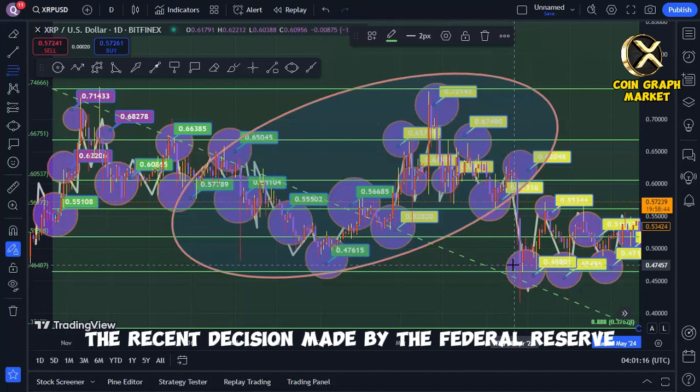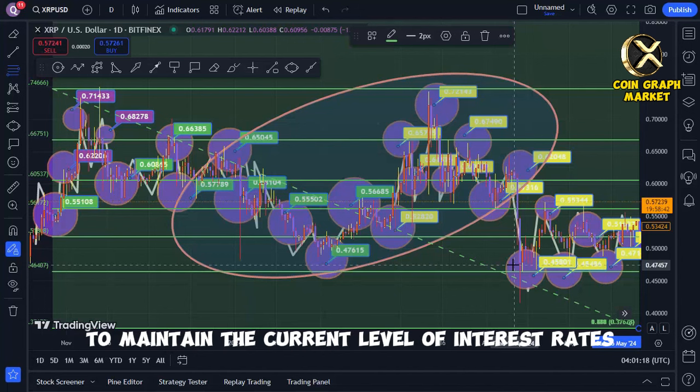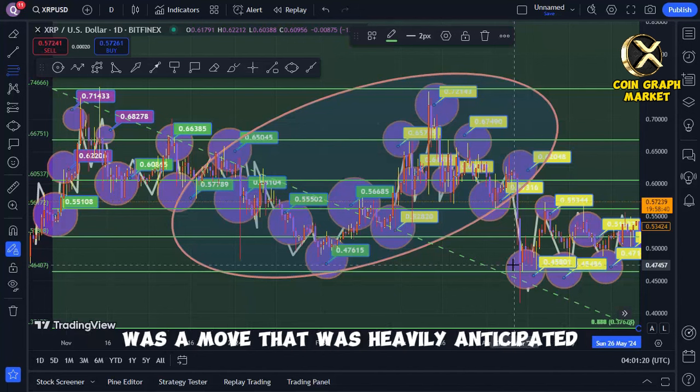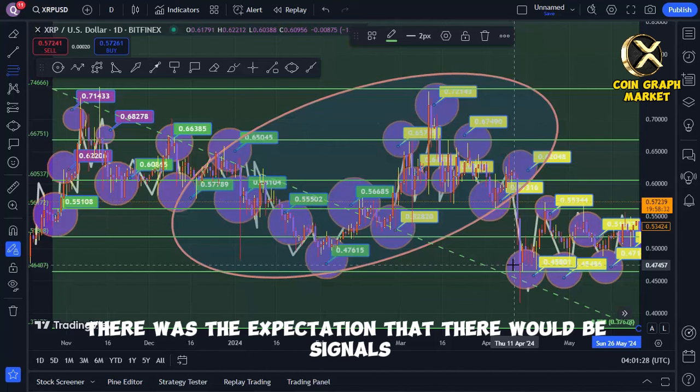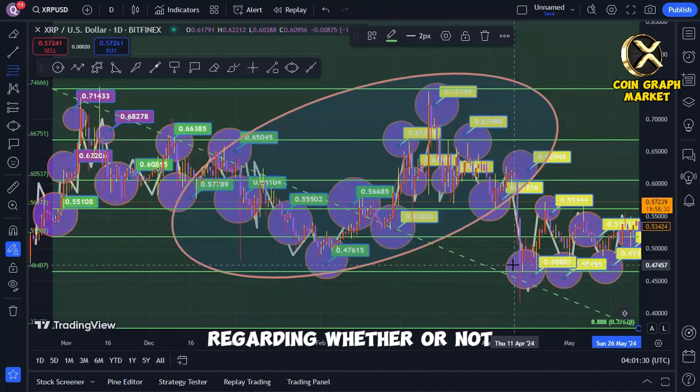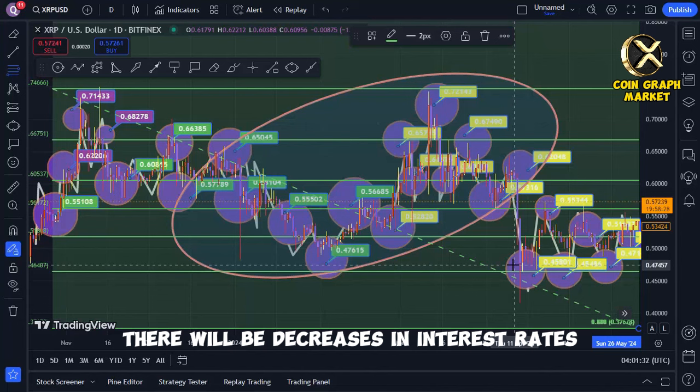The recent decision made by the Federal Reserve to maintain the current level of interest rates was a move that was heavily anticipated nonetheless. It has left many people waiting for Chairman Powell to provide some insights regarding the forecast for the year 2024. To be more specific, there was the expectation that there would be signals regarding whether or not there will be decreases in interest rates, which would essentially ease the financial restraints that are currently in place.